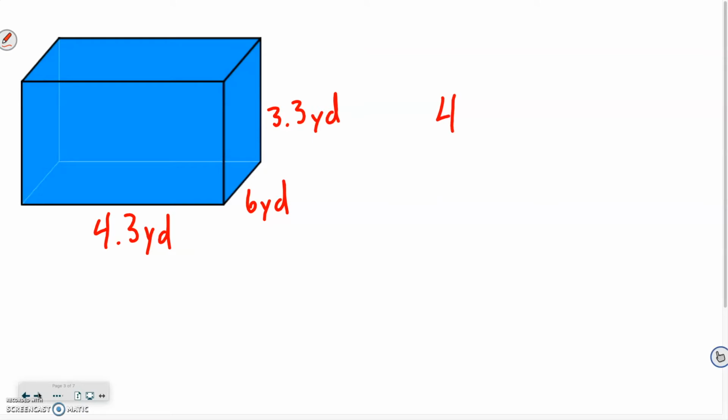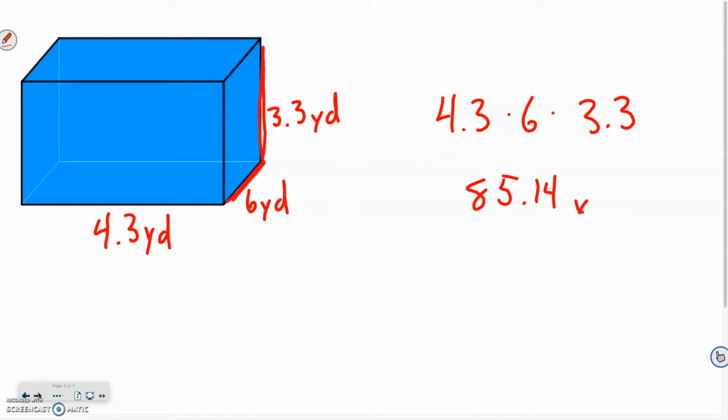So, it would be the length is 4.3. That's how long it is. The width would be this side right here. How wide it is, and that's times 6. And the height is how tall it is. That's this line. How tall? That's 3.3. Okay. Type that into your calculator. See what you get. All right. Did you get 85.14 yards cubed? Don't forget the cube down there, okay?